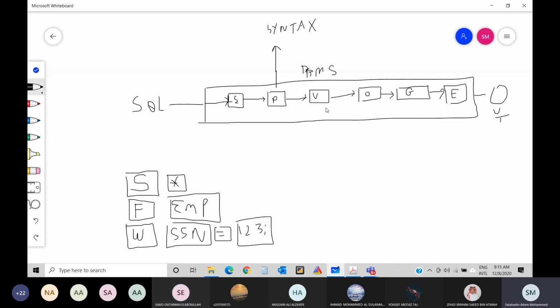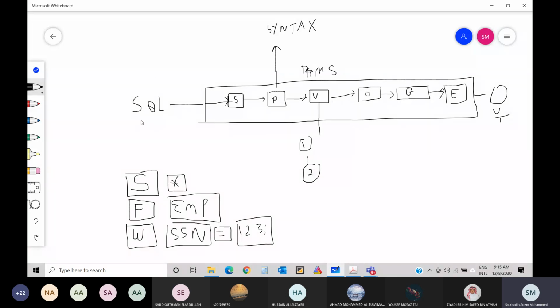So if the validator is okay, says everything is okay, what does he do? It will do two things. So the first thing, as I told you, it will check whether the employee table is available in the database and the SSN column in the employee table is also available. So once that is fine, then the next thing is it will check the user privileges. What does user privilege mean?